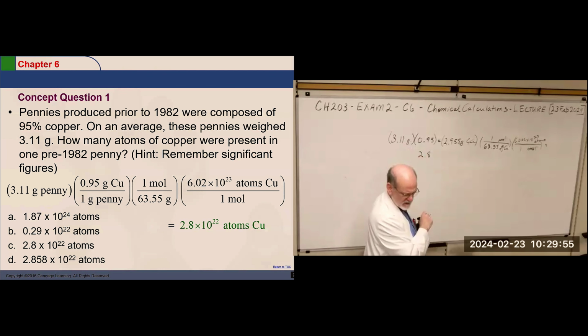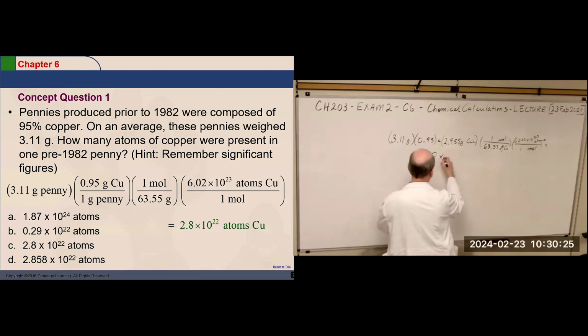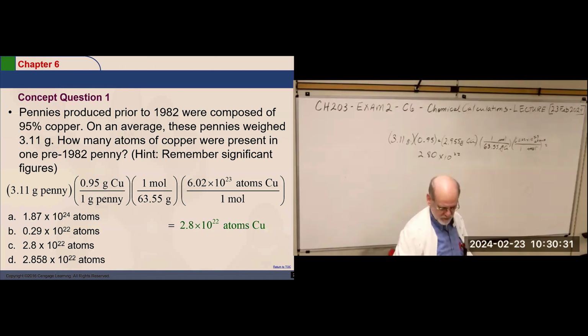Actually, this is 3 significant figures. What happened? I chopped one off. 6.022. There we go. Just threw away a decimal. Okay.